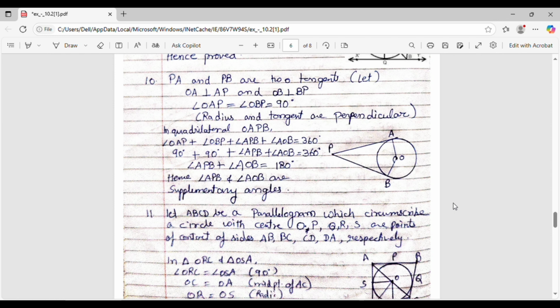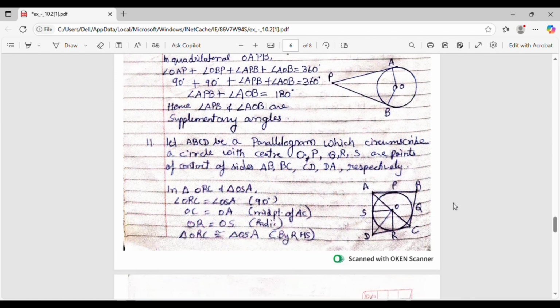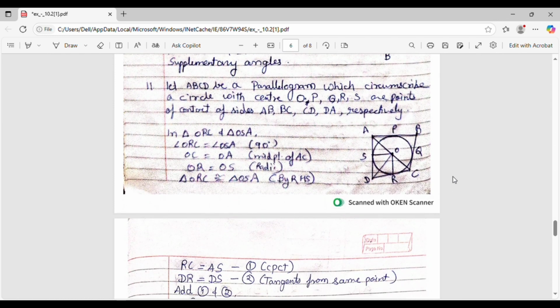In question number 11, we have to prove that the parallelogram circumscribing a circle is a rhombus. So we will take ABCD as a parallelogram which circumscribes a circle with center O. P, Q, R and S are the points of contact of sides AB, BC, CD and DA respectively.